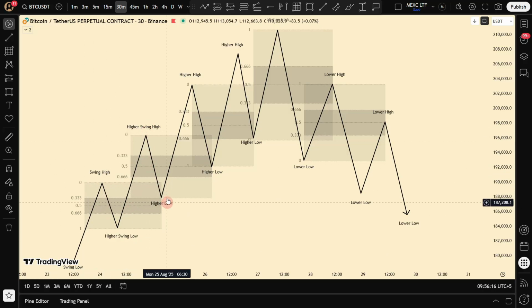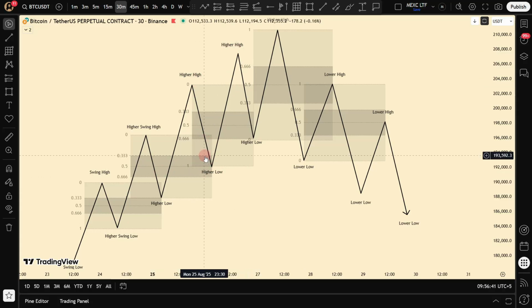High comes here, bounces. Now we have a new zone over here. From this high to this low, price comes in, taps anything in this zone, 0.333, 0.5, 0.666, can go lower, but in this case, we have a perfect tap on the 0.5, and we go higher.